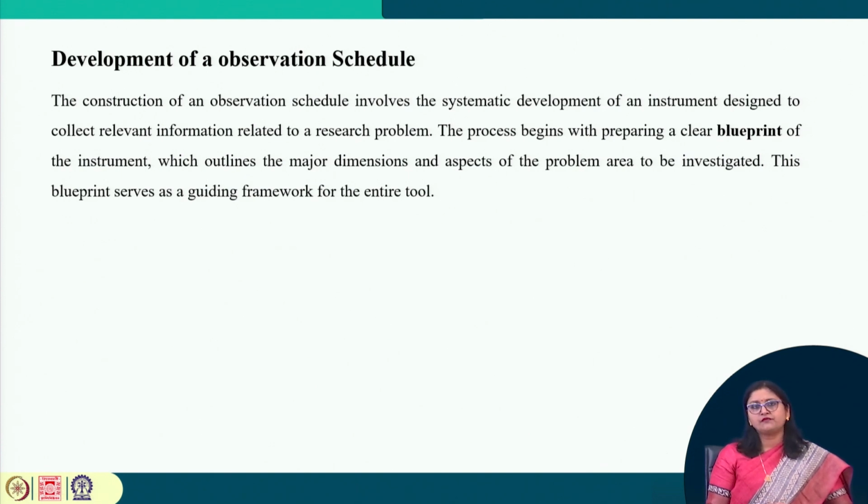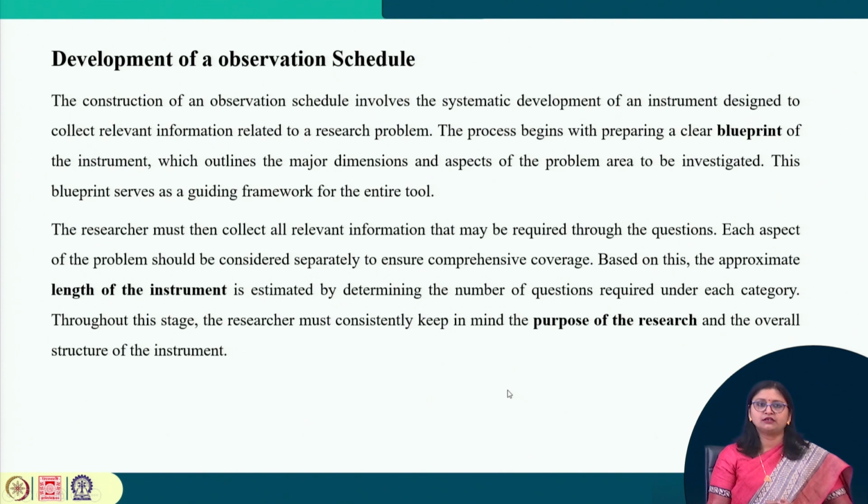Now, development of observation schedule. The construction of an observation schedule involves the systematic development of an instrument designed to collect the relevant information related to the research problem. The process begins with preparing a clear blueprint of the instrument, like we do in every research tool construction, which outlines the major dimensions and aspects of the problem area to be investigated. This blueprint serves as a guiding framework for the entire tool.